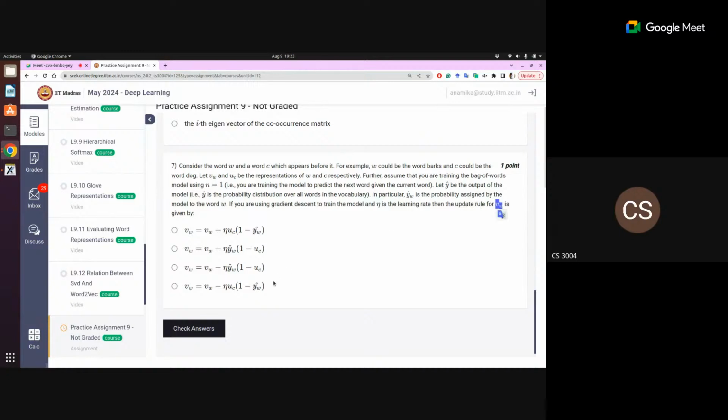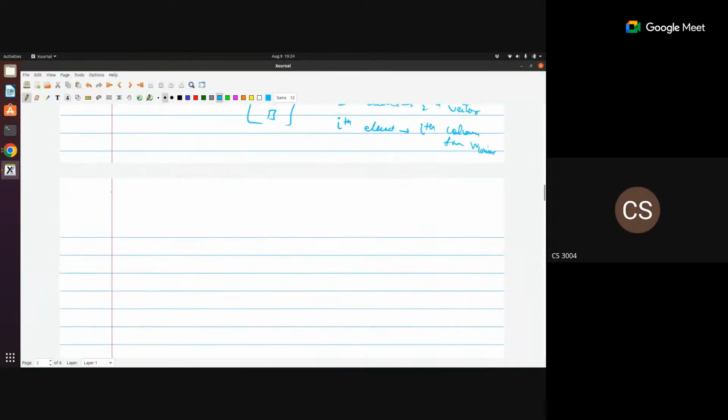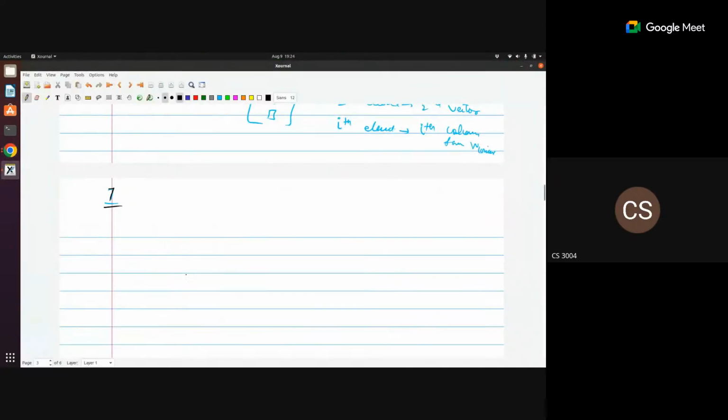So this question is about gradient descent, right? So gradient descent applied on VW. There are so many parameters in the model. We are currently talking about gradient descent being applied to the vector VW, which is the vector representation of the word W. Same as always, VW is equal to VW minus eta times the gradient of loss with respect to VW. This formula will be the same as we've been using.